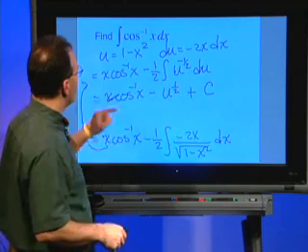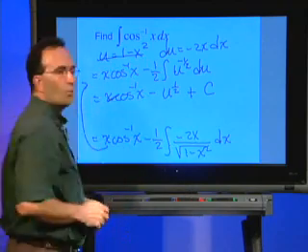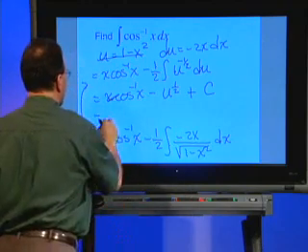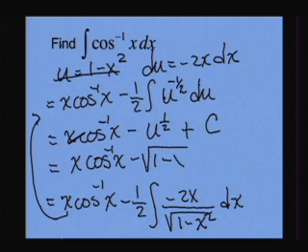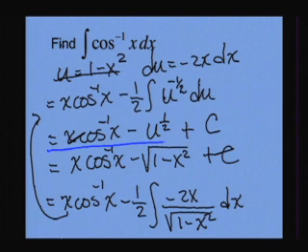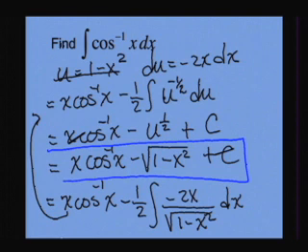And that is, we know that u is equal to 1 minus x squared. So this will equal x arc cosine x minus the square root of 1 minus x squared. Then I have my plus c. And so that's my final solution to the original integral of arc cosine of x.